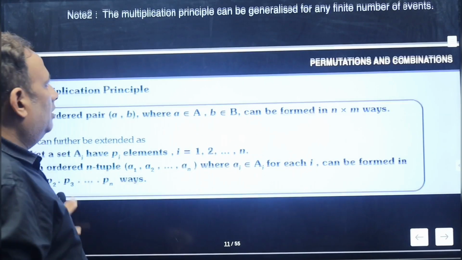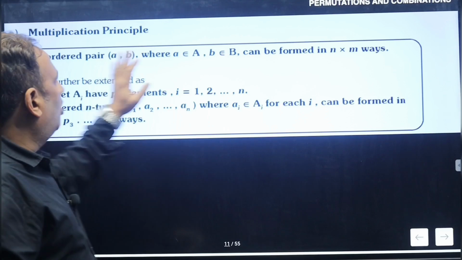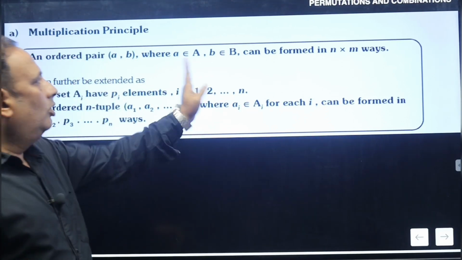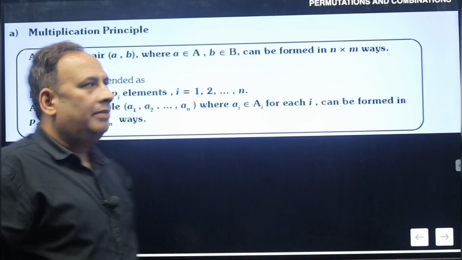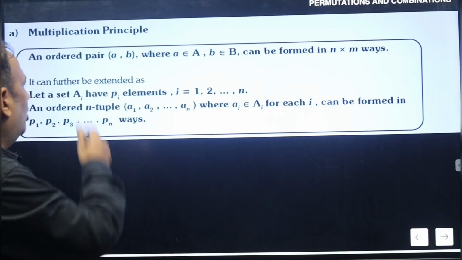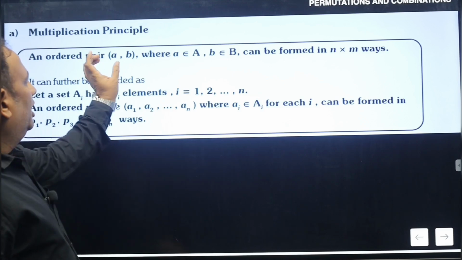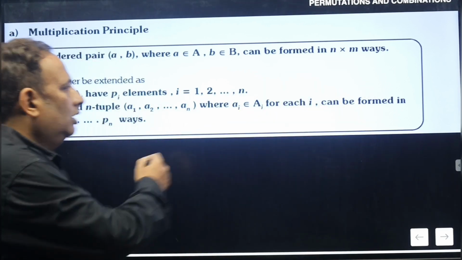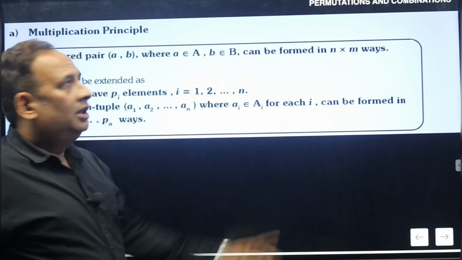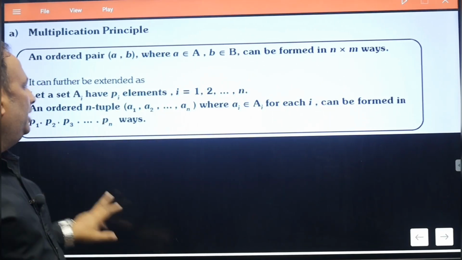So let's take the multiplication principle's formal definition. Let's say an ordered pair (a, b), where a belongs to capital A and b belongs to capital B, can be formed in m times n ways. So if a has m ways and b has n ways, the answer is mn ways. Similarly, if instead of an ordered pair we take n-tuples, then all the events are performed in p1, p2, p3, and so on up to pn ways.